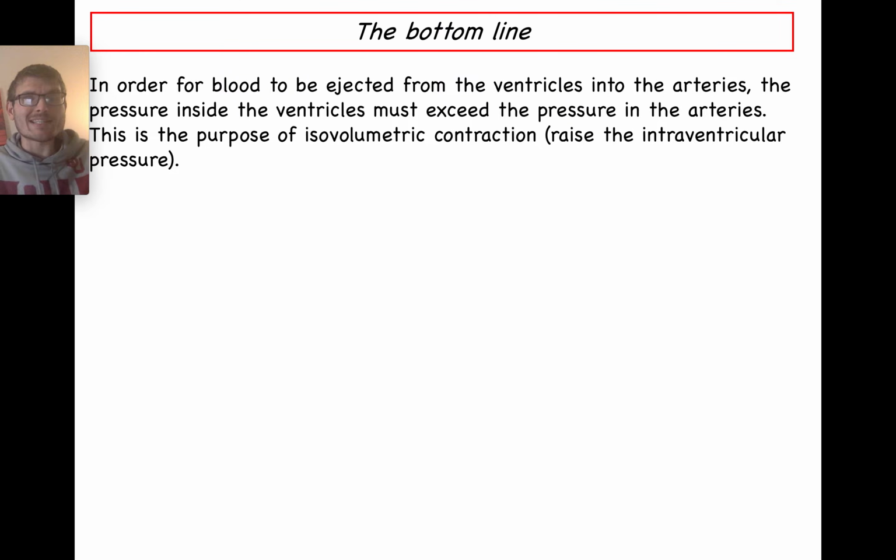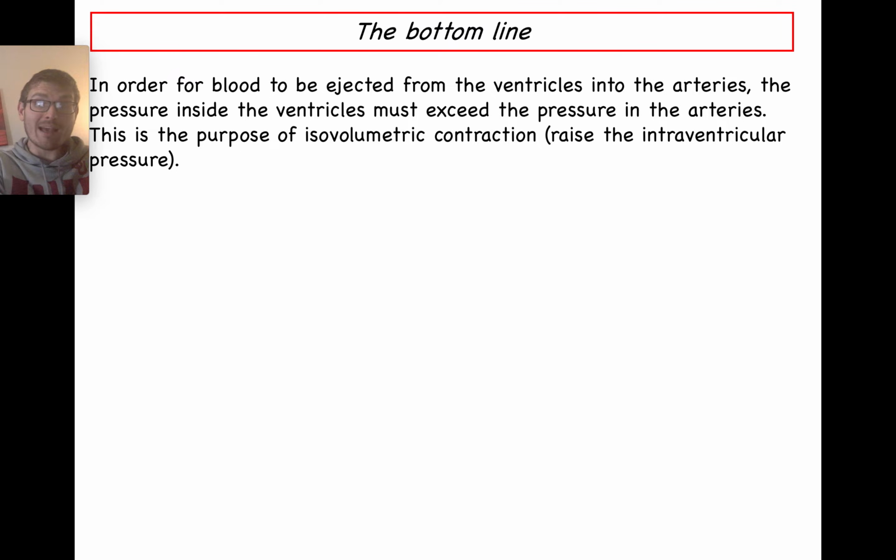So let's go ahead and sum up a lot of what we've learned here. A couple of very important things that I want to make sure that you take away from this. So in order for blood to be ejected from the ventricles into the arteries, the pressure in the ventricles has to be higher than the pressure in the arteries. That was the most fundamental thing I tried to get you to understand in part 1 of this video series. Blood will always move from high pressure to low pressure. So if we want blood to go from the ventricles to the arteries, we want the pressure in the ventricles to be higher than the pressure in the arteries.